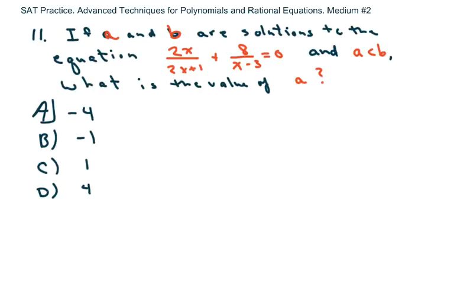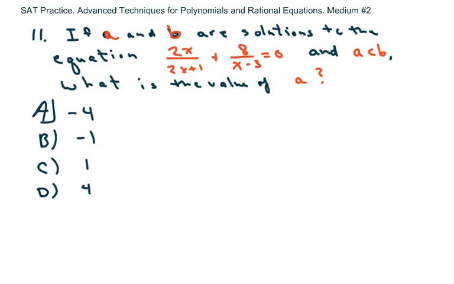Hi everyone, this is SAT Practice: Advanced Techniques for Polynomials and Rational Equations. This is the medium set part 2, and the first question is, if A and B are solutions to this equation and A is smaller than B, then what is the value of A?